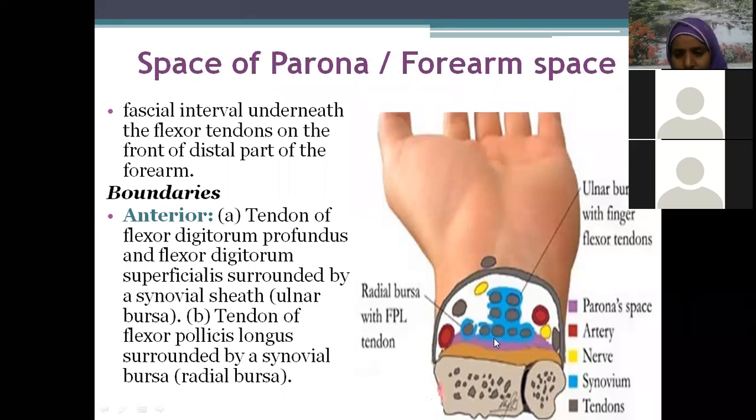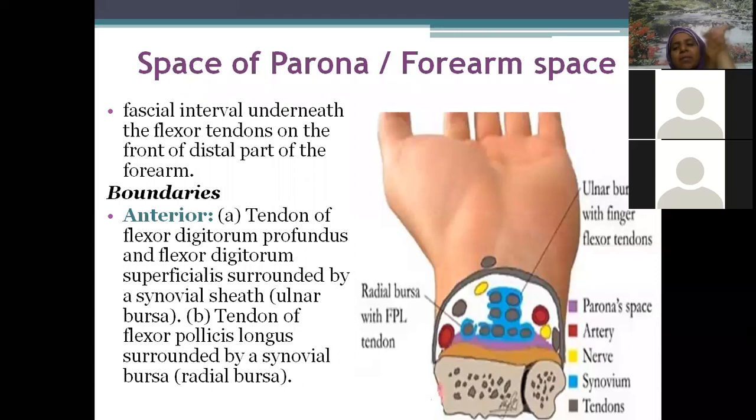See the arrangement, isn't it better? This is superficialis, this is profundus. Like that you will see. So surrounding this, you will have the synovial sheaths. Towards the radius bone, you call it the radial bursa, and towards the little finger, all these tendons are enclosed in the synovial sheath, which is given a special name, called the ulnar bursa. That means towards the little finger we have the ulnar bursa, towards the thumb we have the radial bursa.